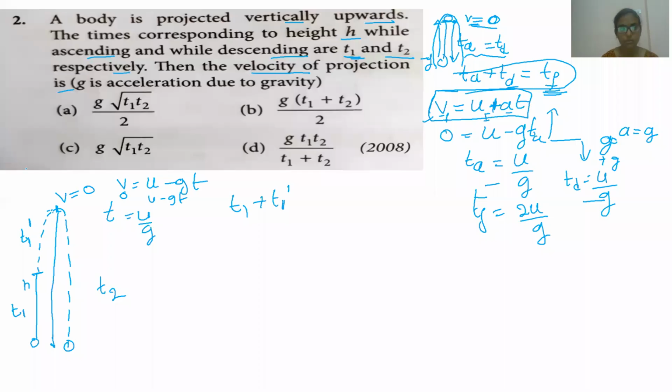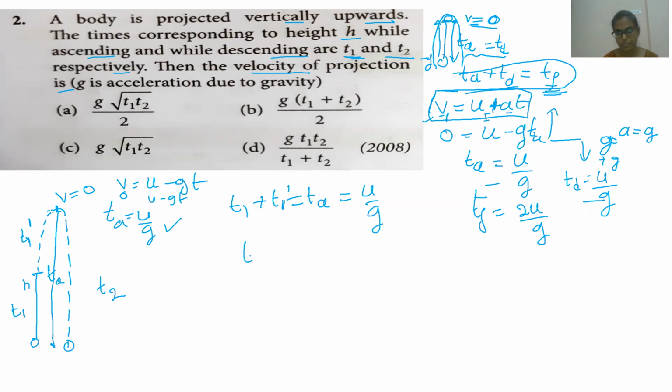You can observe the figure here, t1 and t2. T1 and t2 is nothing but the maximum time taken by the body to reach from ground to height. That is time of ascent. We can write this as time of ascent, that is nothing but what you got: time of ascent means u by g. This we can write.